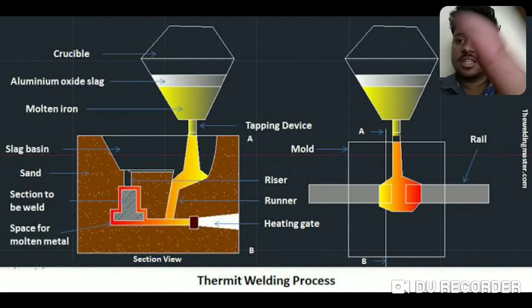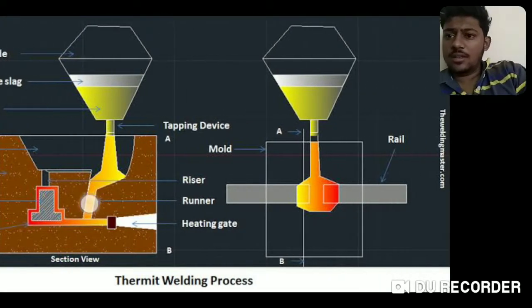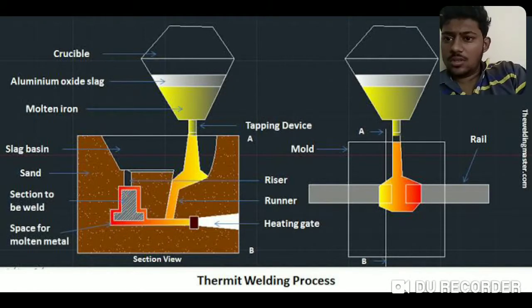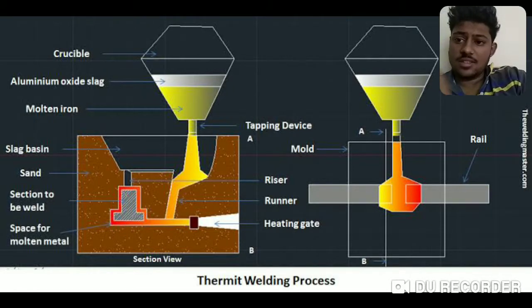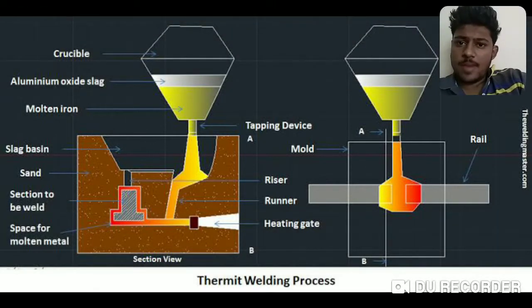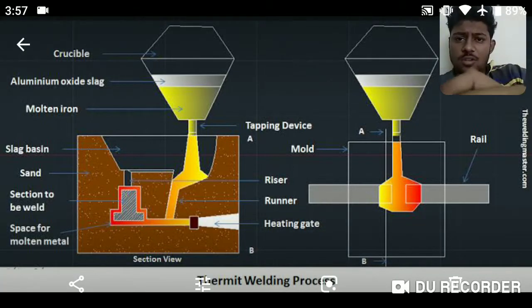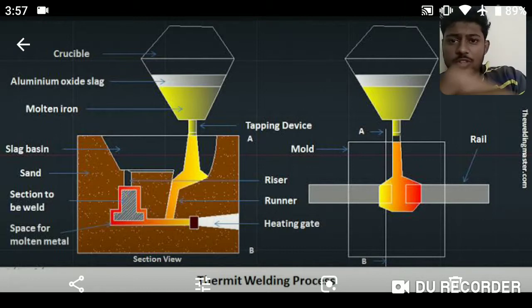So basically, the thermite setup looks something like this. This is the crucible, and this is your setup. This is your railway track, and it could be a railway track or any other plate. Let us, for this example, take it as a railway track. In between the two tracks there is a space. This space is the mold into which the metal inside the crucible melts and falls. I'll tell you which metal.